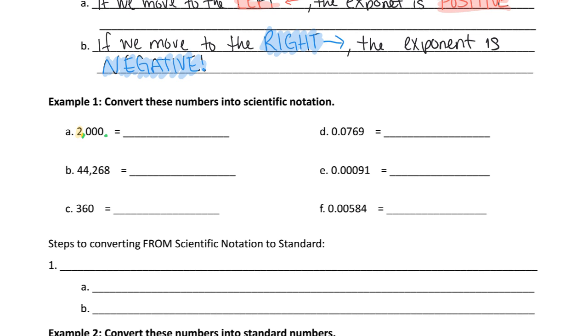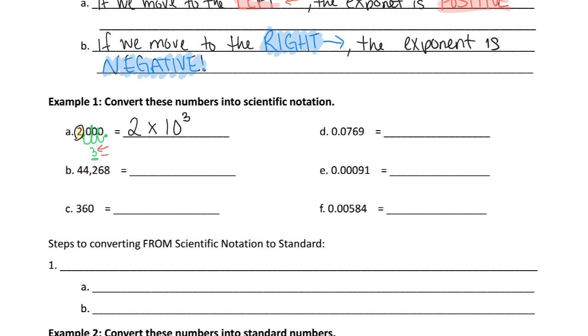We start at the end and we moved it once, twice, 3 times. So we moved it 3 times and we moved it to the left. That means our answer should be 2, because that's our C value, times 10 to the positive third. Again, because we moved it to the left, which means it's positive, and we moved it 3 times. Okay, so we're going to do that one more time.